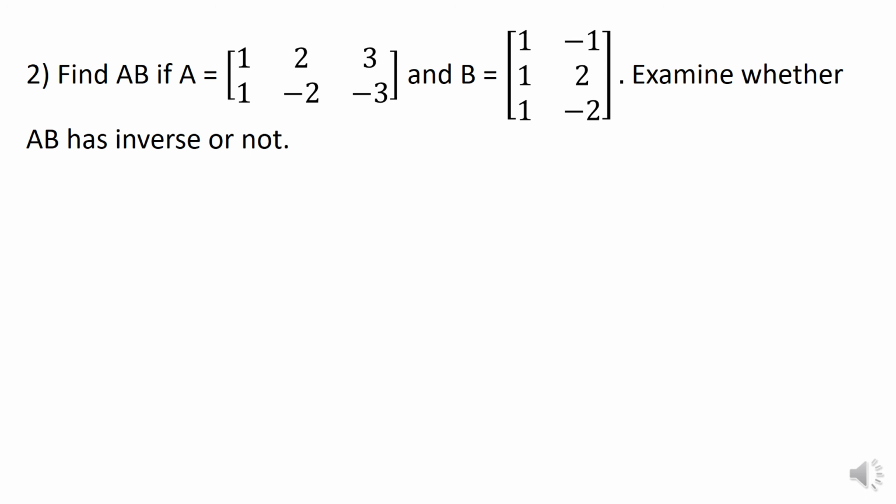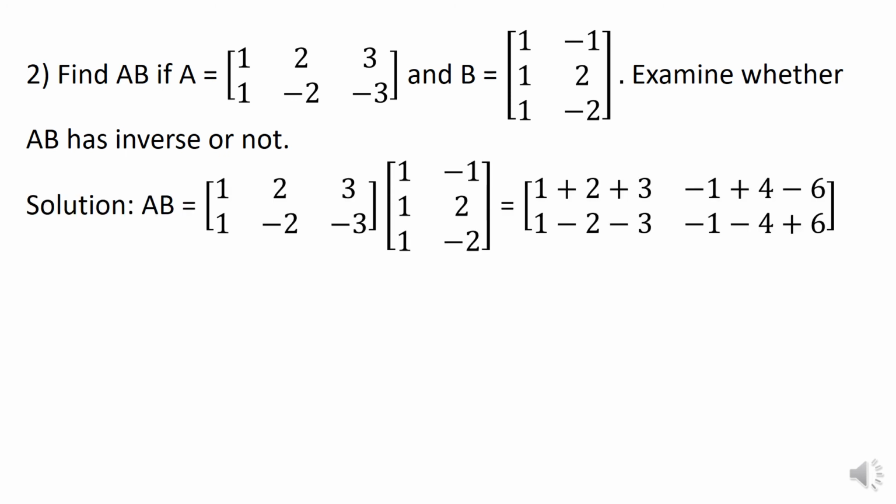One more question regarding inverse. Find AB. A and B are the given matrices. You have to see whether AB has an inverse or not. So here first we'll find AB. A into B. Thus we get the answer like this. It's a 2 by 2 matrix. Check the orders. Remember your concept regarding multiplication. And thus we get AB.